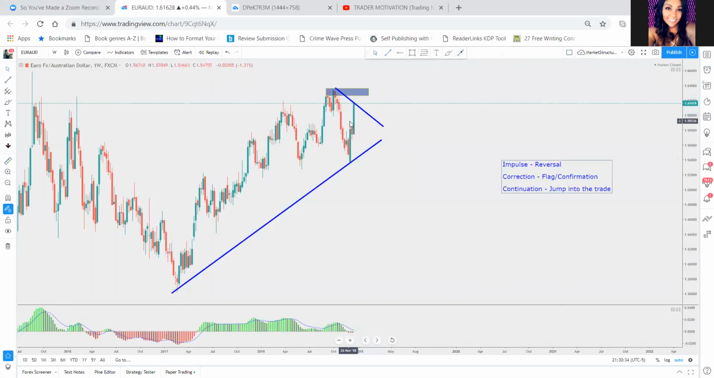So what you have is your impulse, your correction, your continuation. So we still see that market structure even on the higher time frame. Impulse, correction, and then continuation. And see, the last time it continued up to here, it tried to break, it retested, and then it fell back down 965 pips, okay?